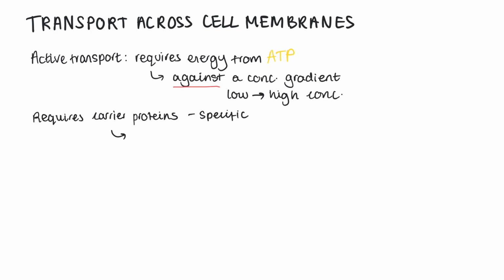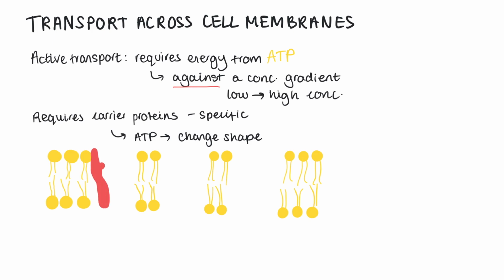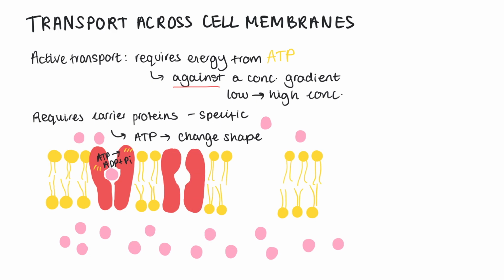And the ATP specifically is used, it's hydrolyzed to release energy, and that changes the shape of the tertiary structure of that carrier protein to push substances through. So I'm just drawing for you what that would look like. We can see here that a molecule would bind to it. For example, this might be glucose being actively transported. A molecule binds to it, ATP is hydrolyzed, that changes the shape of it, and that pushes it through.